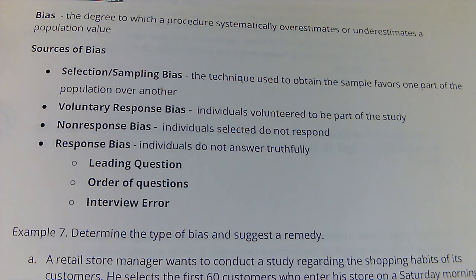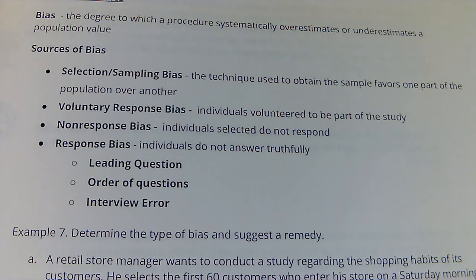Voluntary response in itself creates a bias. When you let people volunteer to be part of the study, they already have a bias that they have chosen to be a part of it when other people have chosen not to be. There's also a non-response bias, when people who've been selected to be a part of the study just don't respond. That's going to affect your results.